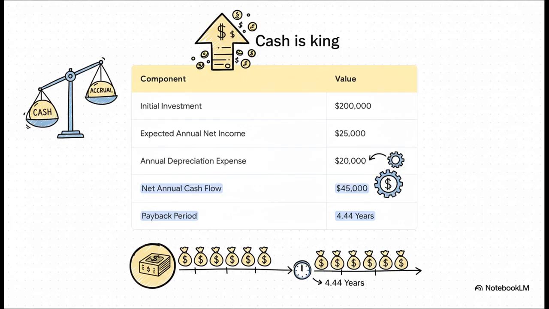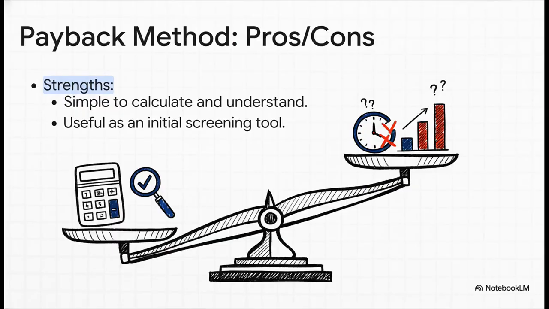To get the payback period, we just divide the initial investment by that cash flow, and we find it'll take about 4.44 years to get our original $200,000 back. So is this a perfect method? Absolutely not. It has some clear strengths and weaknesses.